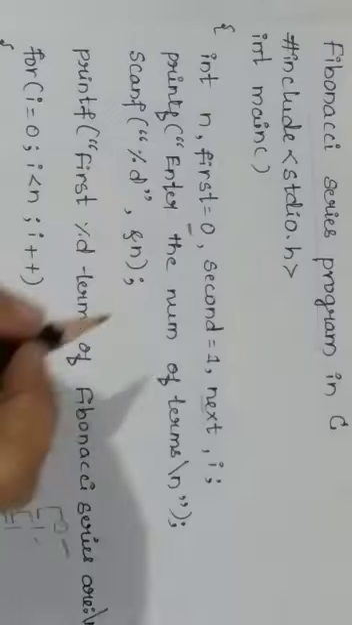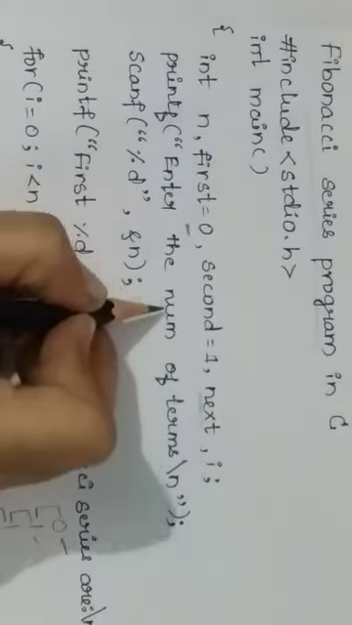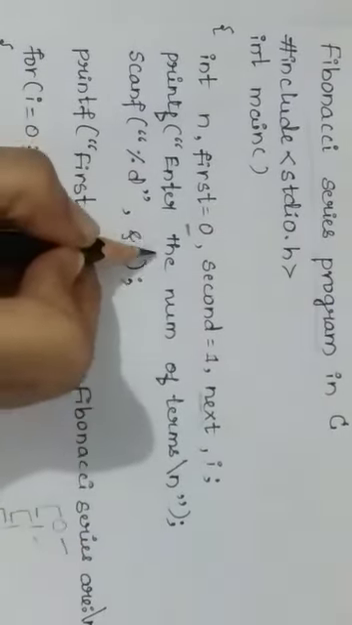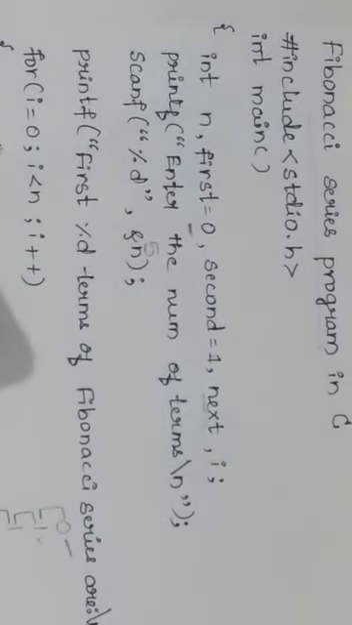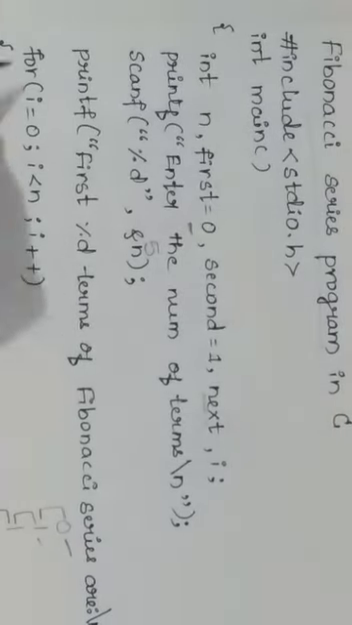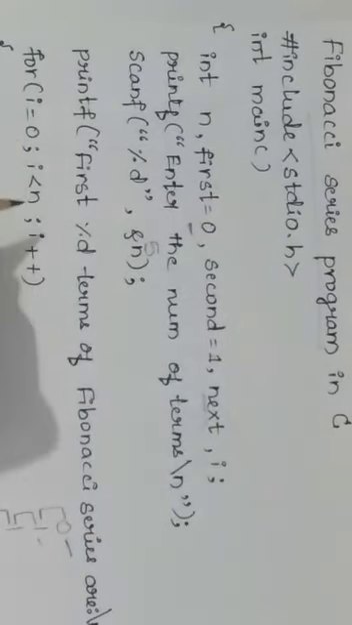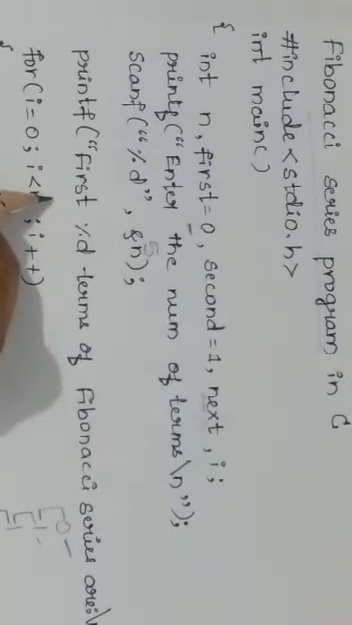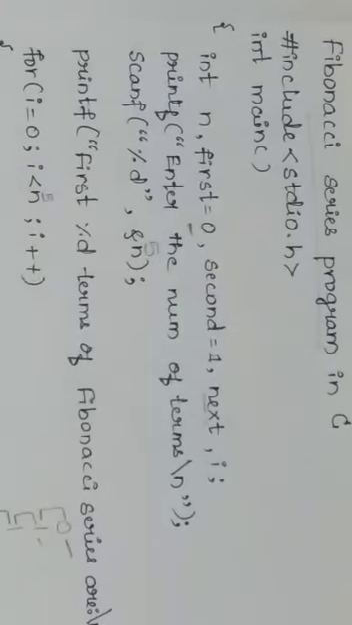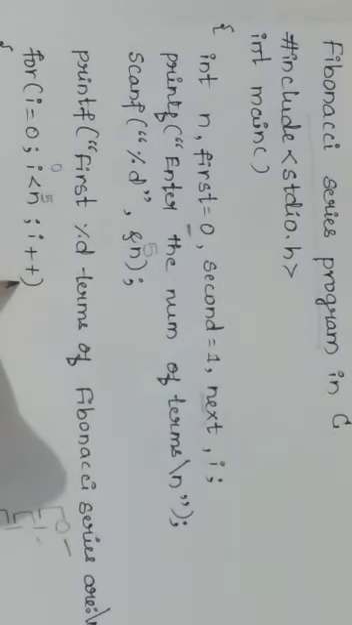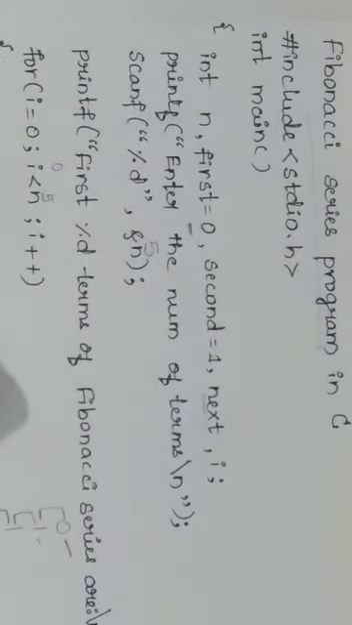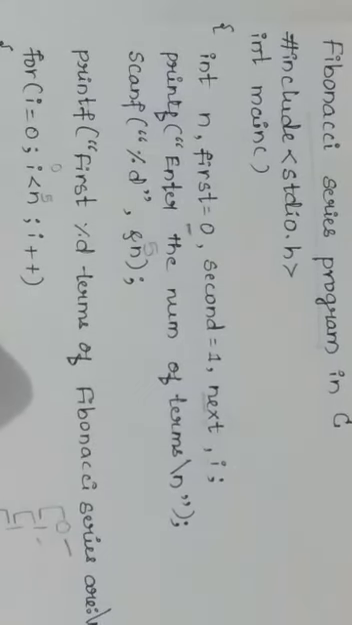And what is n? Suppose I am taking n. Here enter the number of terms, that is 5. If I take 5, then what will be the output of this program? So for i equals to 0, i is less than n. What is n? n is 5. What is i? i is 0 now. So 0 is less than 5. Yes, condition is true. So it comes in loop and checks for if condition.